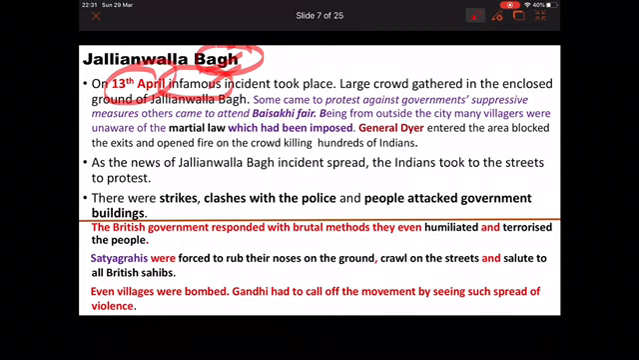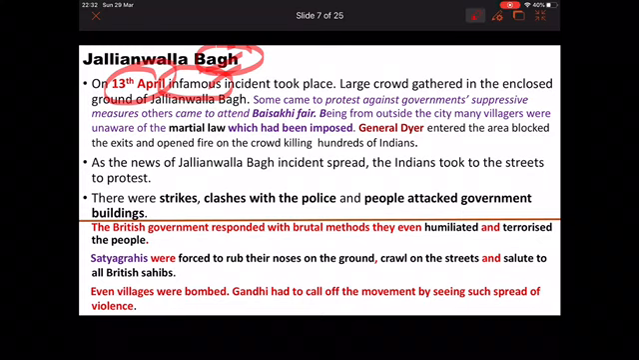369 protesters were killed and over 1000 people were injured. I repeat these numbers: 369 protesters were killed and over 1000 people were wounded. The bullet marks can still be seen on the walls of Jallianwala Bagh, which is there right now. It has been converted into a national memorial. If you want to go, you can visit there. So just imagine the brutality of what the British did.